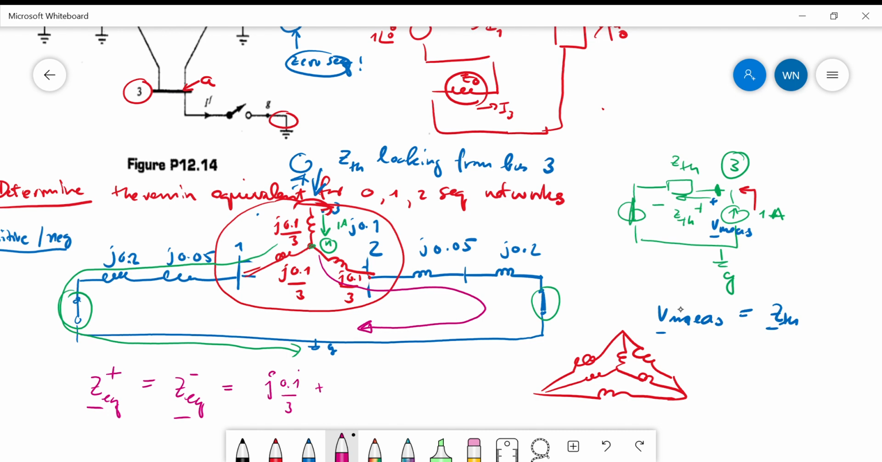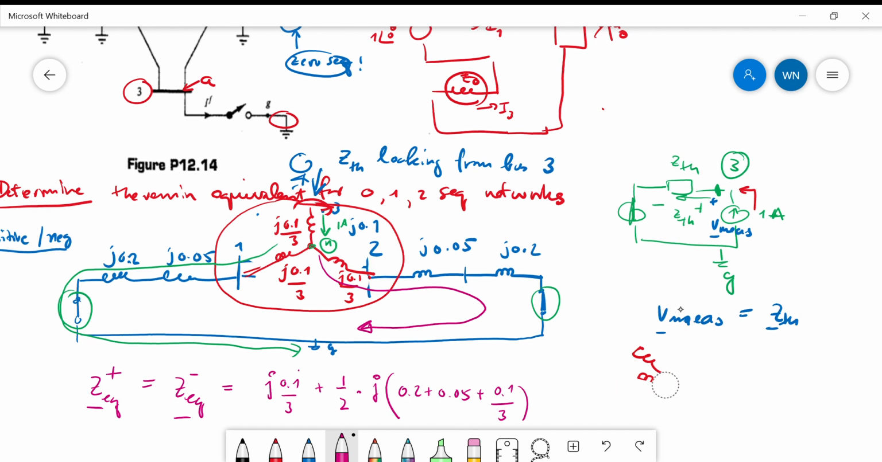So that means that this is just half of the sum of these three elements. Because you see we have 0.1, 0.1 divided by 3 plus 0.25, right? So these two routes are having the same thing. Once you put this into parallel, this is just half of the total impedance. So this is 0.2 plus 0.05 plus 0.1 divided by 3. So all these are equal. I mean, this is the equivalent impedance.